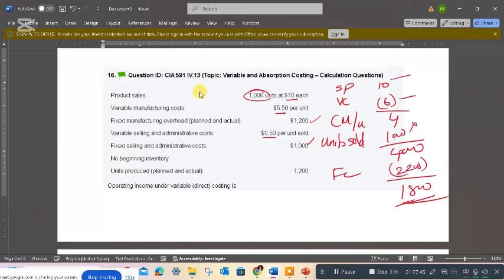Selling price, variable cost, contribution margin of 1 unit. Multiply by the number of units, you get total contribution margin. Subtract all the fixed cost. All on the actual basis. If they have given budgeted, don't use it. All on the actual basis.